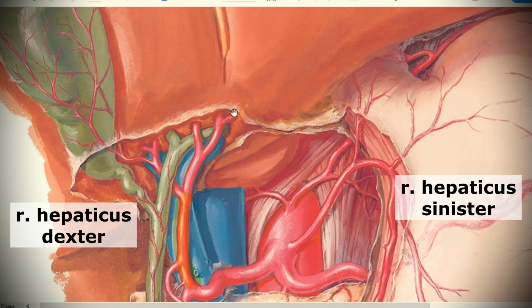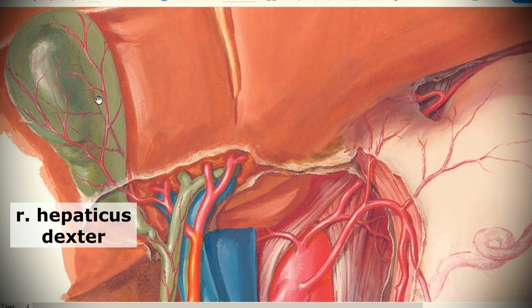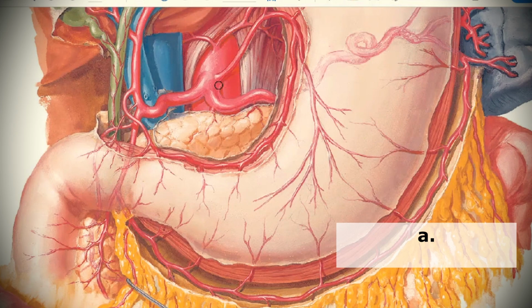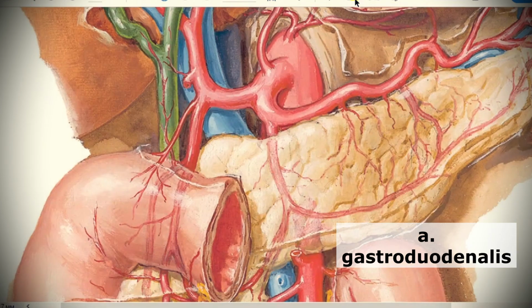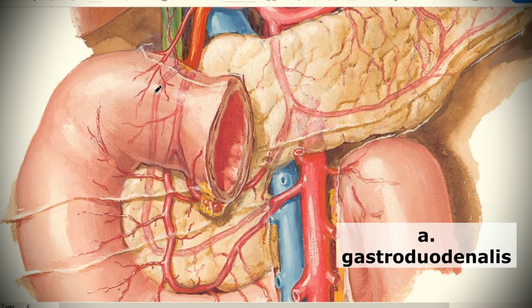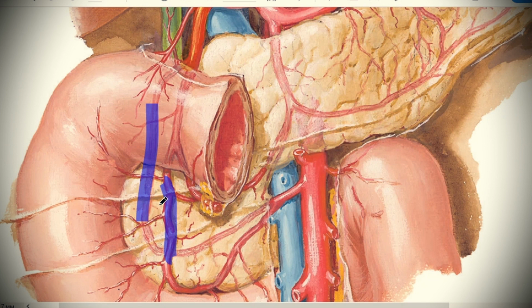Ramus sinister supplies the left part of the hepar, ramus dexter supplies the right part of the hepar, and also it gives a small branch to your gallbladder. This is ramus cysticus that supplies your gallbladder. Then arteria gastroduodenalis. Gastroduodenal artery goes down beside the superior part of the duodenum, and there it will divide. As you can see, it divides into these two branches that go to the head of the pancreas and supply the pancreas, the superior part of the head of the pancreas, and the duodenum.